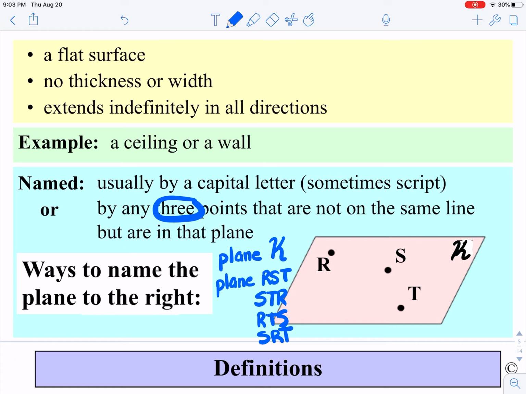Understand though, K is capital and it's cursive, or script. It is not a point. So you either have to use it by itself or don't use it at all. Notice that if there were more points, you just have to use three.